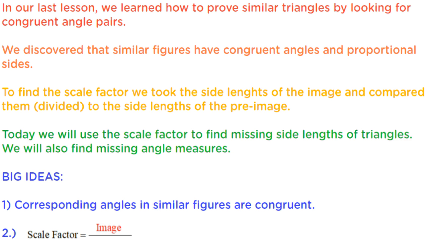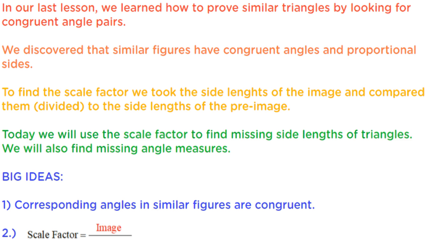In our last lesson, we learned how to prove triangles similar by looking for congruent angle pairs. We also discovered that similar figures have congruent angles and proportional sides. To find the scale factor, we took the side lengths of the image and compared them to the side lengths of the preimage. We're looking at a ratio. We were dividing them. Today we'll use a scale factor to find the missing side lengths of triangles.